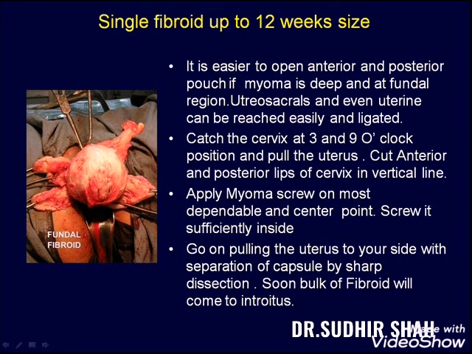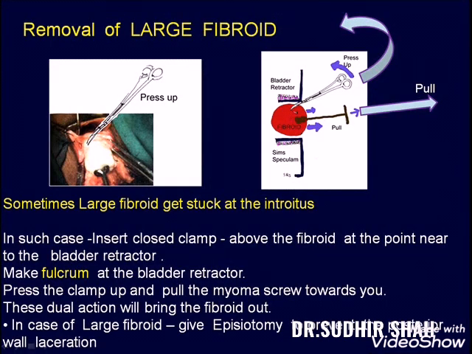Apply the myoma screw on the most dependent and central point. Screw it sufficiently inside. After that, go on pulling the uterus to your side with separation of the capsule by sharp dissection. Soon the bulk of the fibroid will come out to the introitus. For the removal of a large fibroid, sometimes the fibroid gets stuck at the introitus.